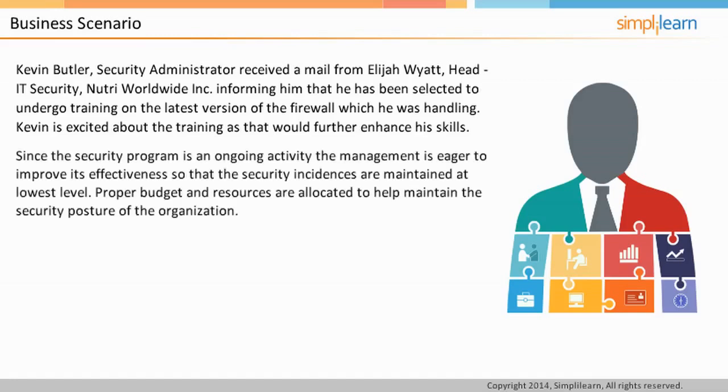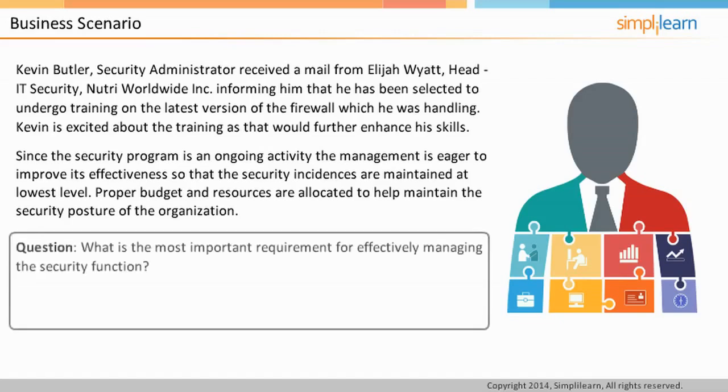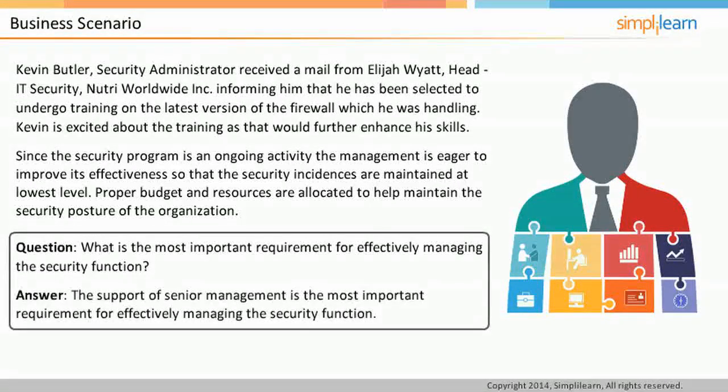Since the security program is an ongoing activity, the management is eager to improve its effectiveness so that the security incidences are maintained at lowest level. Proper budget and resources are allocated to help maintain the security posture of the organization. What is the most important requirement for effectively managing the security function? The support of senior management is the most important requirement for effectively managing the security function.